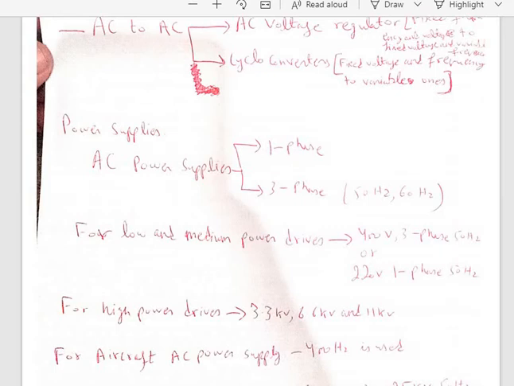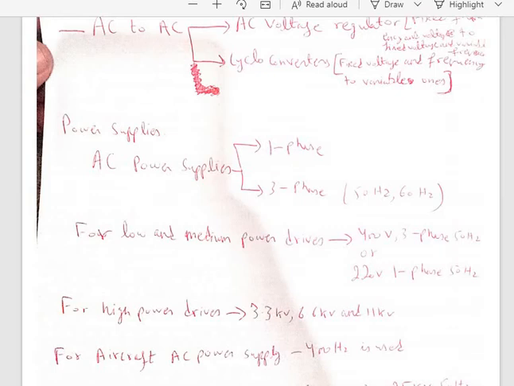Now, as I discussed, what difference does the frequency make? So here comes the example. In the case of the aircraft AC power supply, 400 hertz is used. Why do we use that? Let me give you the answer.